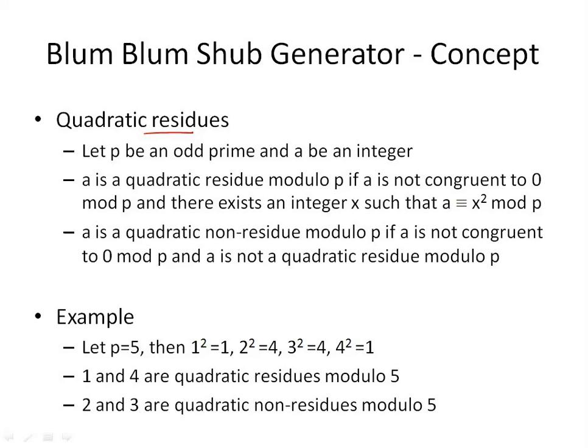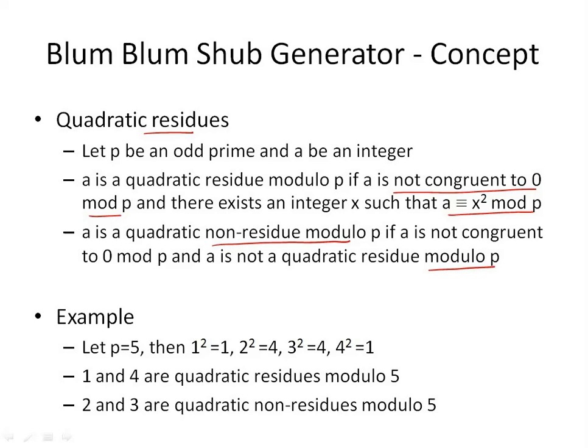Let us assume that P is an odd prime and A is an integer. We define A as a quadratic residue modulo P if A is not congruent to 0 mod P, and there exists an integer x such that A is congruent to x square mod P. The opposite is that A is a quadratic non-residue modulo P if A is not congruent to 0 mod P and A is not a quadratic residue modulo P.